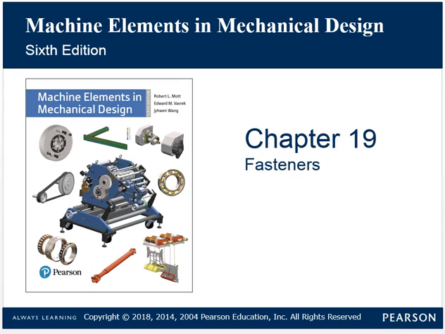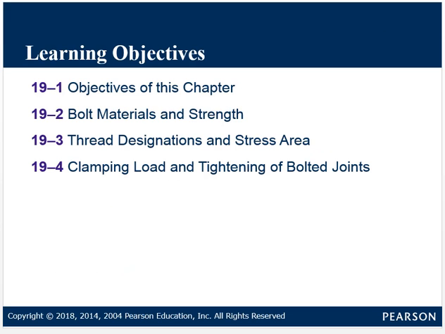Hello, machine design students. We're going to be talking about Chapter 19, Fasteners. So, relatively short chapter. We're just going to talk about the objectives, a little bit about bolt materials and strengths, and a little bit about thread designation and what the stress area is for a threaded fastener. And then we're also going to talk about clamping load and tightening of bolts.